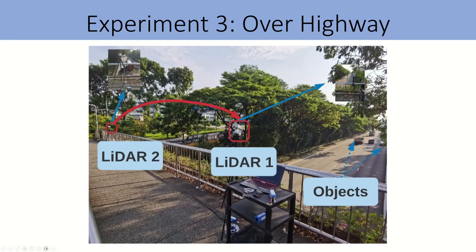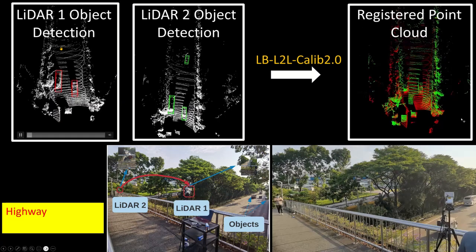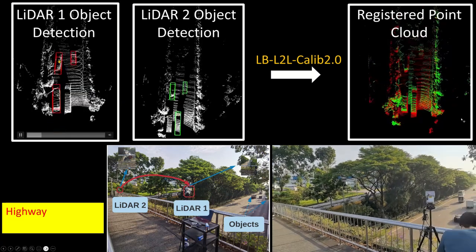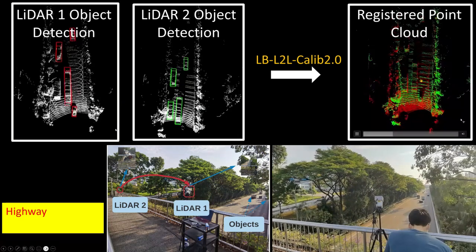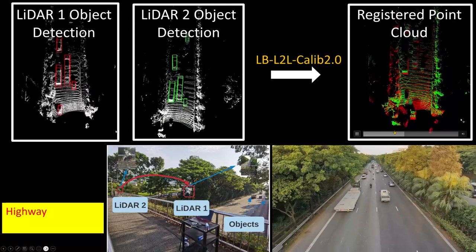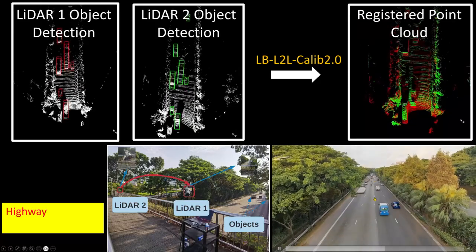In the third experiment, it's more challenging because it's over a highway. The vehicles are moving at a high speed of 90 km/h without a stop. This is LiDAR 1, this is LiDAR 2. Here shows the bounding boxes from LiDAR 1, here shows LiDAR 2, here shows the registered point cloud. And this is a real video.